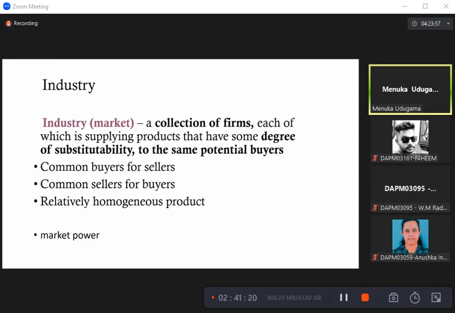Now, let's say there are 100 in this class, including myself. If all of us are selling fresh milk, then seemingly fresh milk is homogeneous, isn't it?